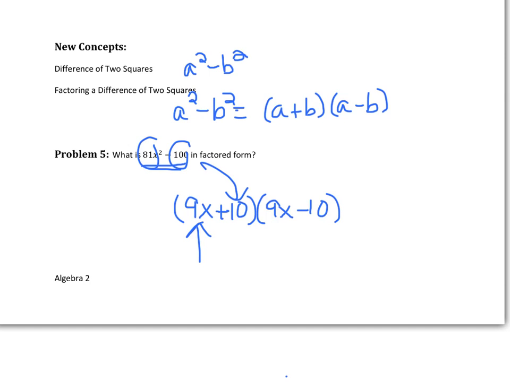So the objective for lesson 4.4 was to find common and binomial factors of quadratic expressions and to factor special quadratic expressions.